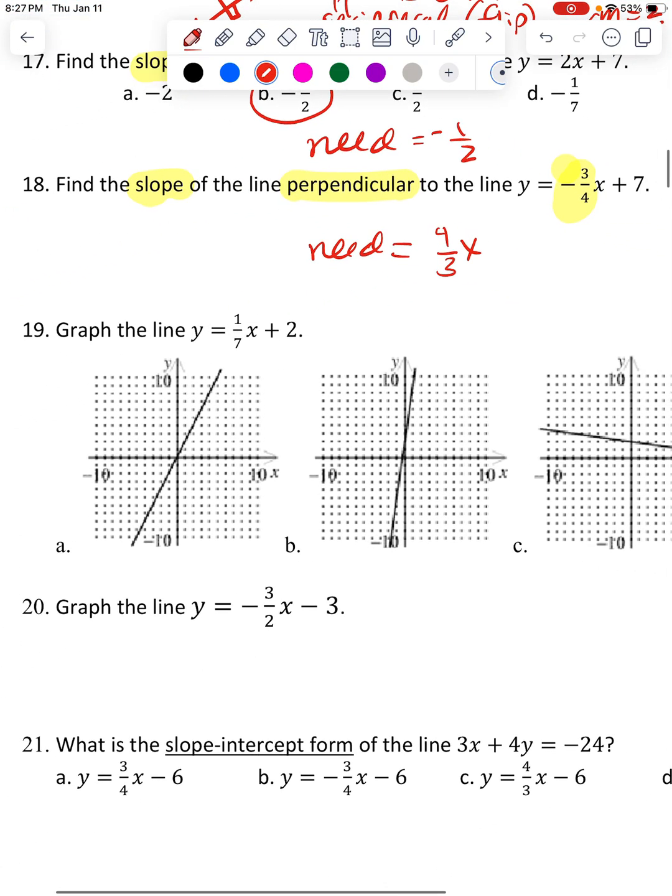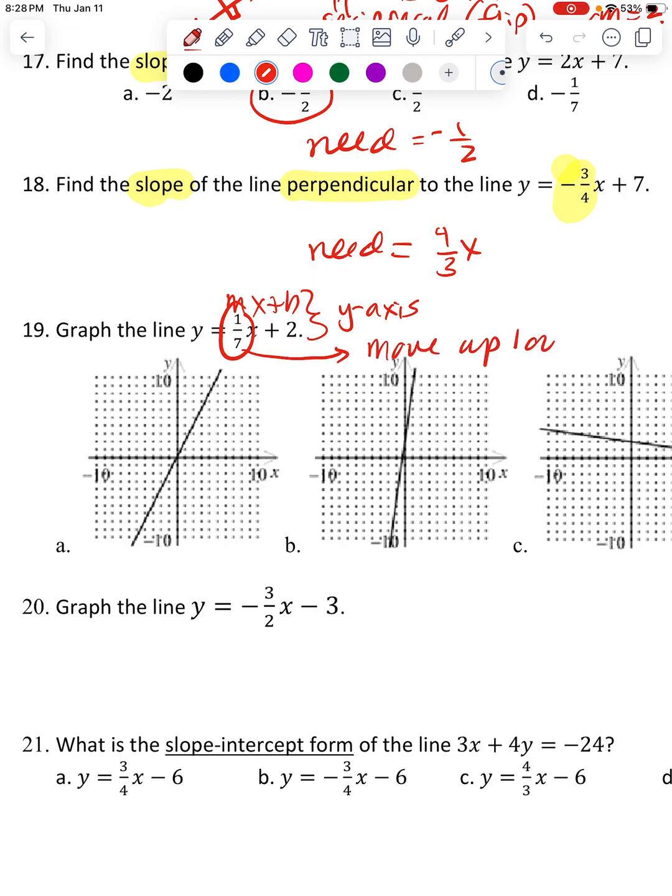Okay, let's graph. So this is going to be the whole mx plus b thing. This is going to be where it crosses the y-axis, and this is going to be how you move. I always think slope is m for move. You're going to move up because it's positive 1 and then over 7. You always go over to the right. So we need one of these that crosses at 2.